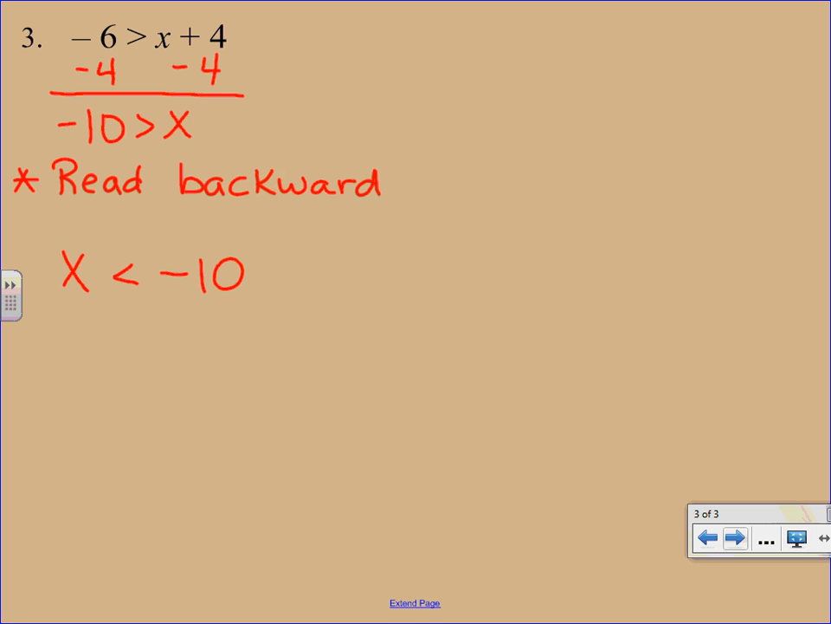And then just quickly make your number line. Put the negative 10 in there. We're going to have an open circle this time, and we're going to shade off to the left.